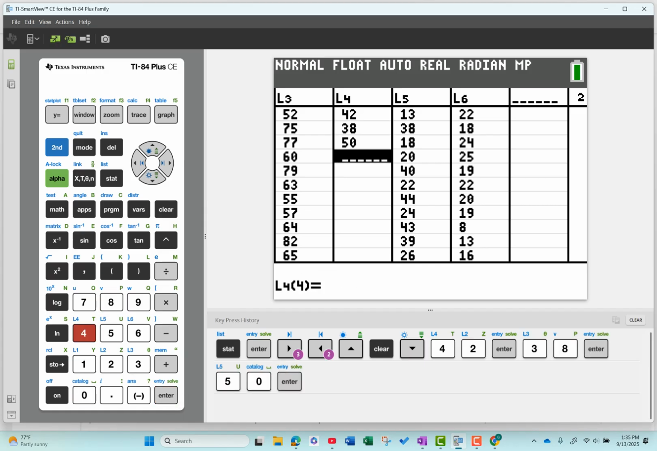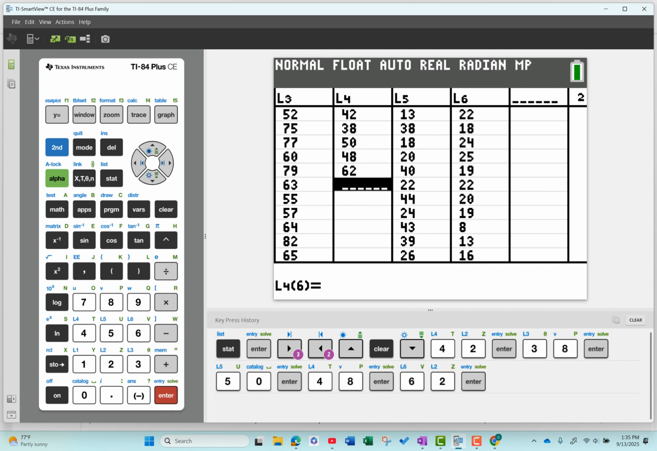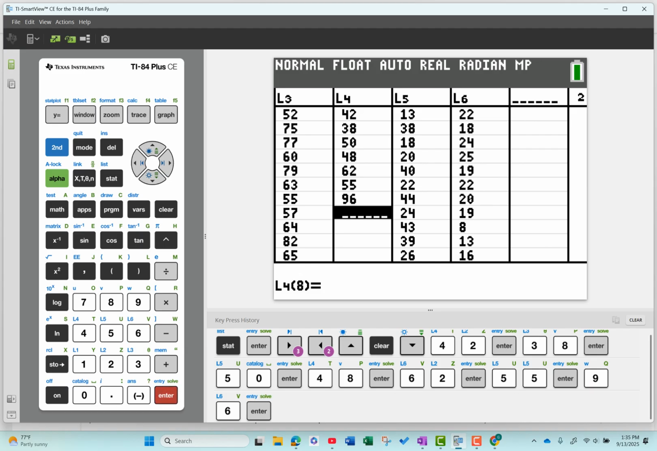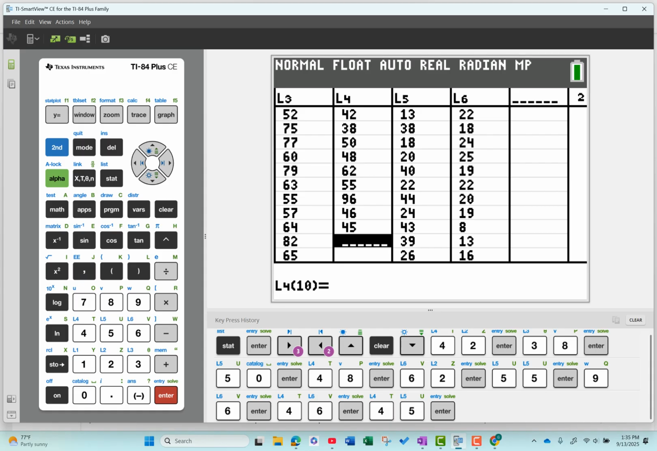I encourage you to have your calculator out and do this along with me so you can get that kind of muscle memory of what you have to press, because we will be using this and you will need it on a quiz and test. All right, so I have put all those points in. Notice I have it under L4, that's list 4. You might have it under L1. I'll show you how to switch that when we do the calculations.